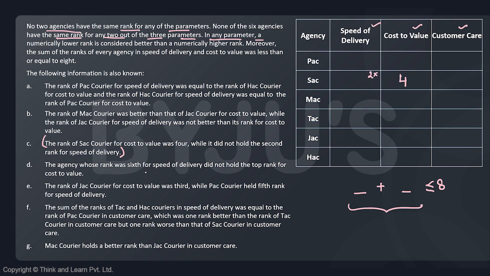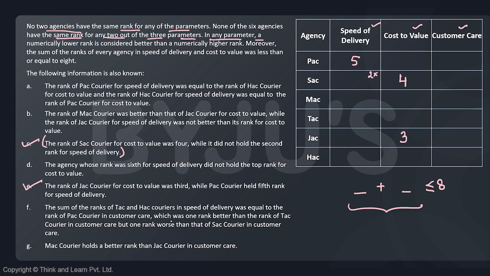The agency whose rank was 6 for speed of delivery did not hold the top rank for cost to value. No specific data. Rank of Jack Courier for cost to value was 3rd, so this is 3. Pack Courier held 5th rank for speed of delivery, so I write 5 here. This is used.